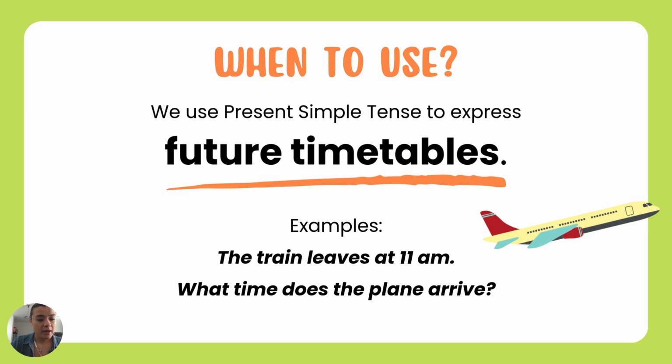So that is why we have: the train leaves at 11. So that means that every day the train is going to leave at the same time, 11 a.m. What time does the plane arrive? We are asking about what specific time the plane is going to be at a specific place.